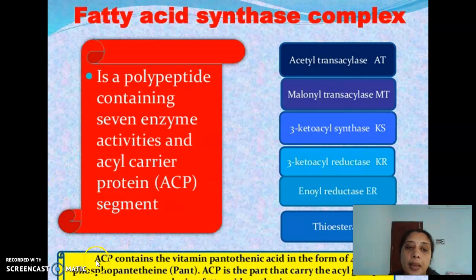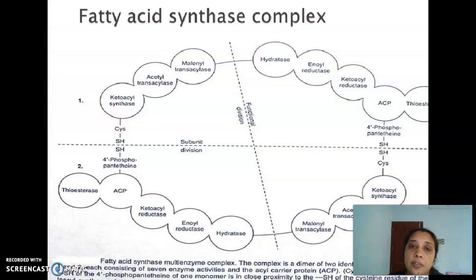In ACP, the swing arm has a free end. We call it PAN-SH, which is made up of pantothenic acid. So pantothenic acid, it is in the form of 4-phosphopantetheine, with an SH group moiety. So this SH group moiety travels, swings and moves. Clear? So it is having a PAN-SH and a cys-SH. I'll show you the structure of fatty acid synthase complex.